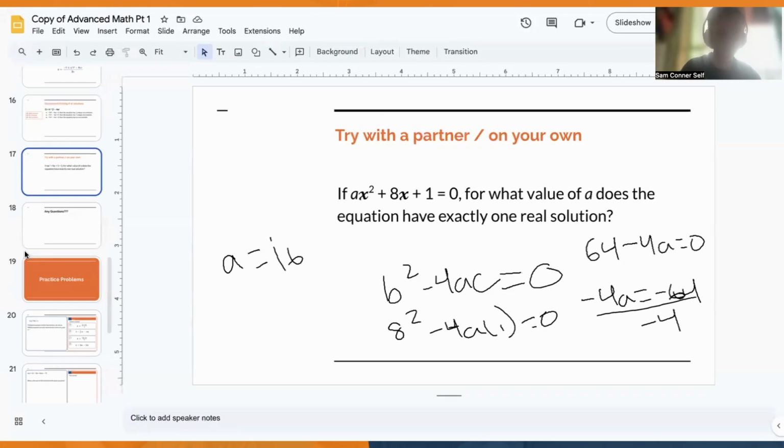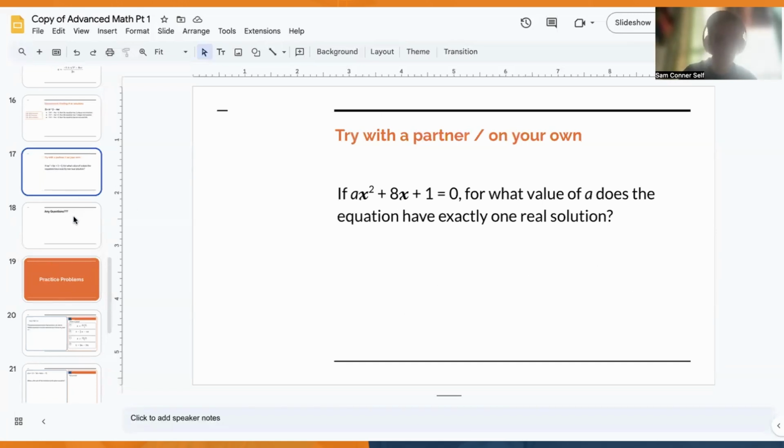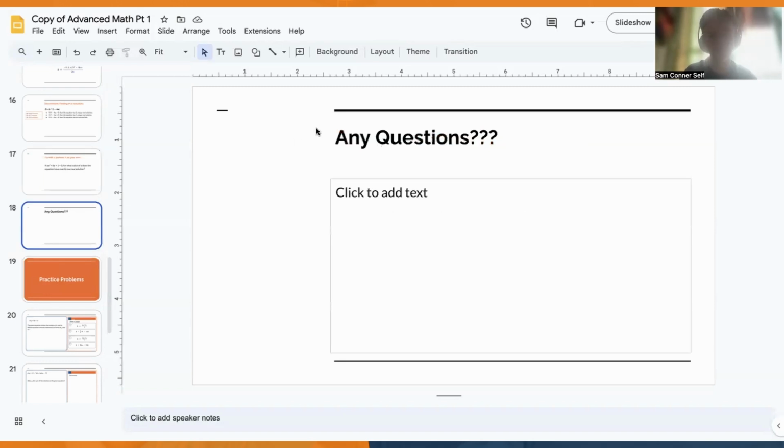Yes, see, 16. All right, so I'm not seeing any questions on this, so go ahead and move on. Does anybody have any questions about things that we've covered up to this point? I know the quadratic formula and solving and factoring can be a little bit intimidating sometimes. All right, I'm not seeing anything.